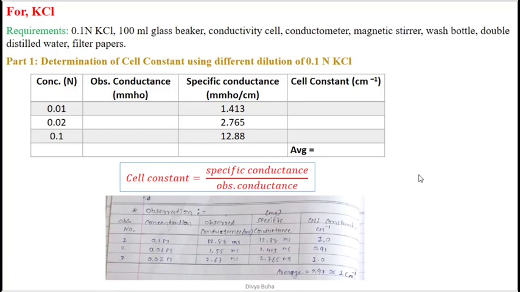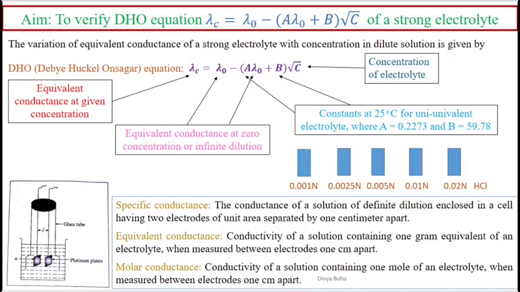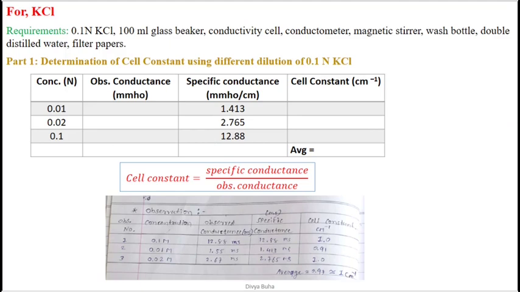So this practical is divided into two parts, right? And over here we are taking KCl as a strong univalent electrolyte in order to verify the DHO equation. You can take any one out of these three; we have taken KCl over here. So the requirements are 0.1 normal KCl, 100 ml glass beaker, conductivity cell, conductometer, magnetic stirrer, wash bottle, double distilled water, and filter papers, right? As I told you, there are two parts in this practical.